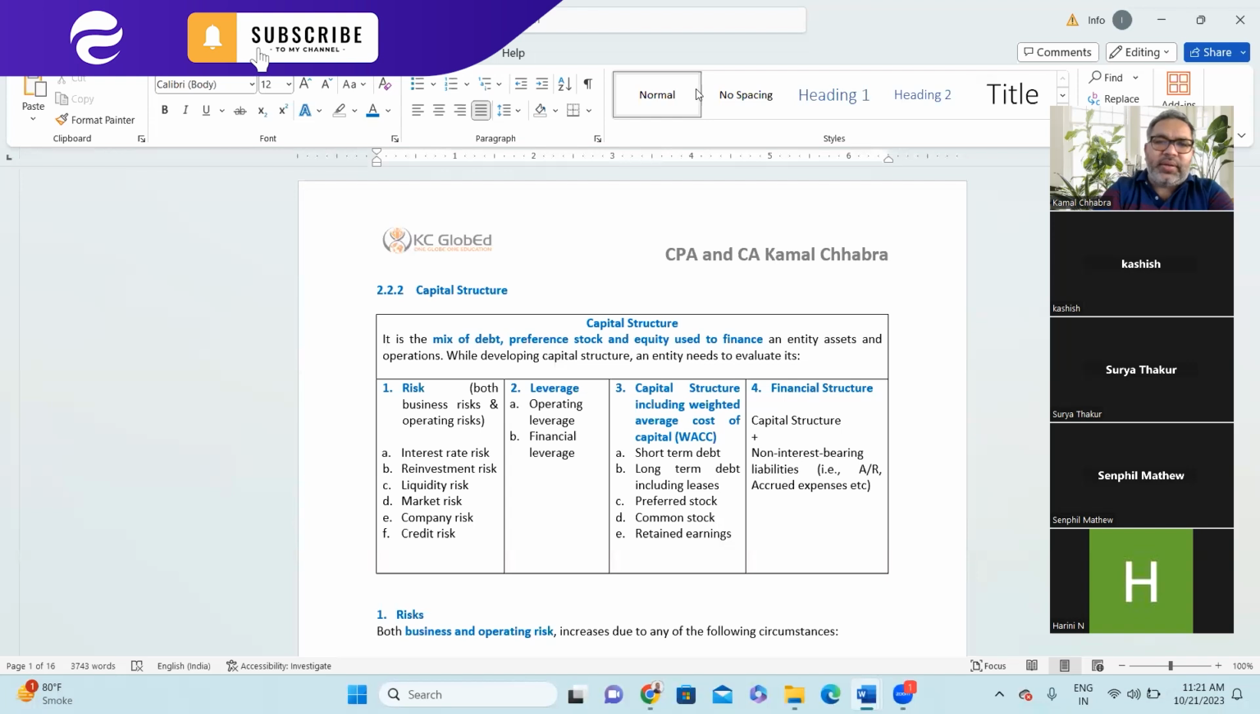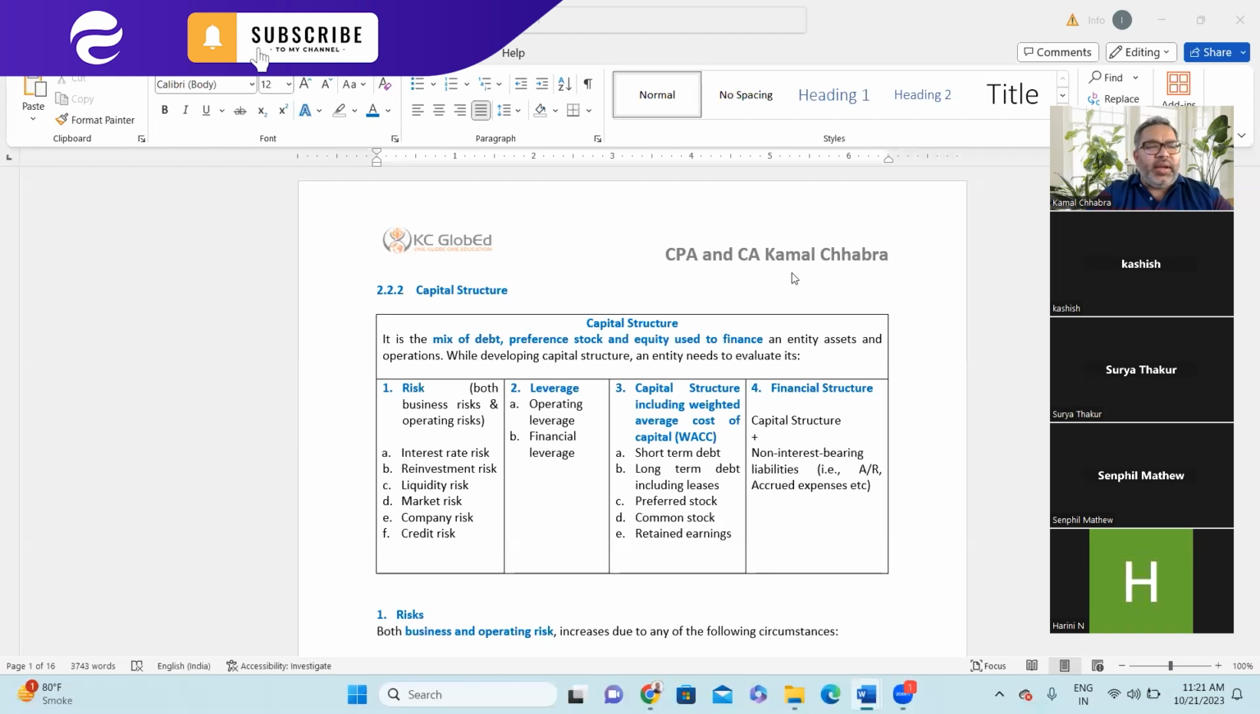In addition to that, in capital structuring, we'll also cover the weighted average cost of capital. So that was a complex topic during our college days when we used to do that, right? So we'll be covering both of them, right? And then after the financial structure, we'll be discussing.